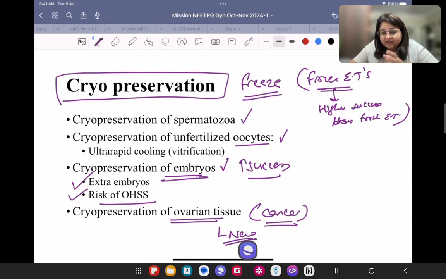Somebody's asking if it's done in India. Yes, it's done, but only in research settings. So you will find it being done in many medical college setups or research setups.